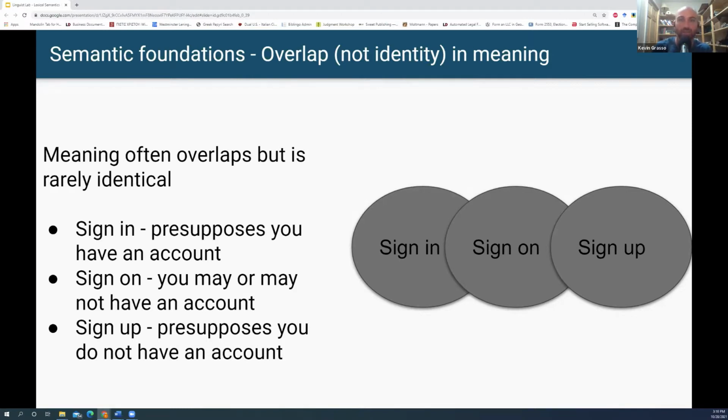And if you did a word study on this, and I haven't done it, I don't know if anyone has, you would probably find that there are some places where sign on works, and sign in does not, and vice versa, right? And the same thing with sign up. So the point in this is just preparing ourselves for how we're going to think about our analyses and what we're looking for.